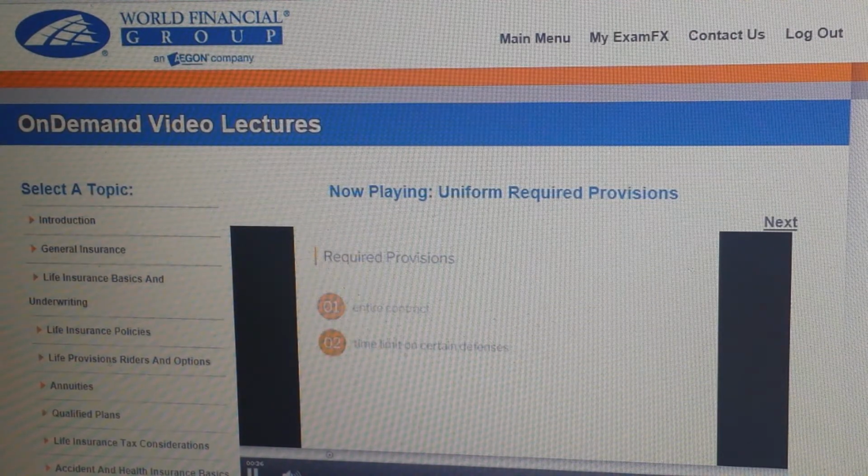Time limit on certain defenses. If you see this term on an exam question, remember it has to have something to do with a health product. It is very, very similar to the incontestability clause on life products, but in the health industry, it's referred to as the time limit on certain defenses, usually the first 2 years of a contract.